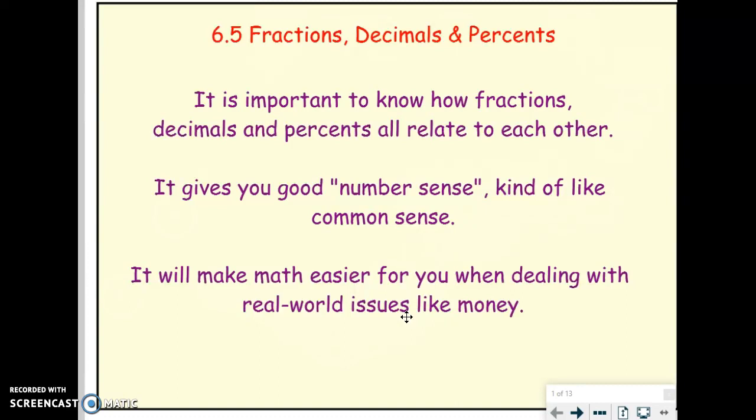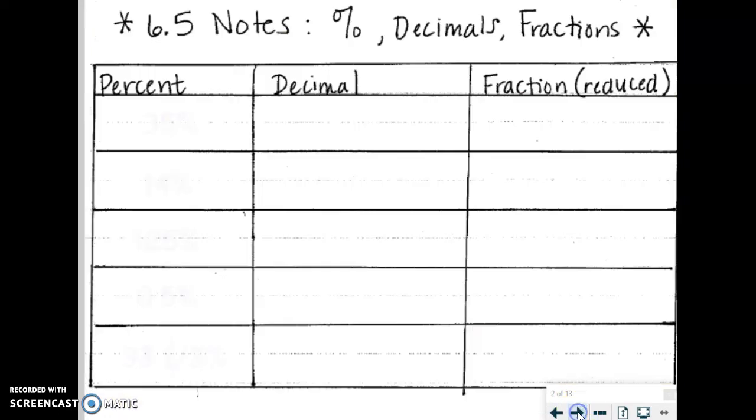Our whole next unit, Unit 5, is talking about consumer math. So when you go shopping, how do you find discount, tax, percents of numbers? So this is a review from last year to get you ready for Unit 5. The first part of our lesson is, how do you take a number that's a percent and change it to a decimal and then a fraction?